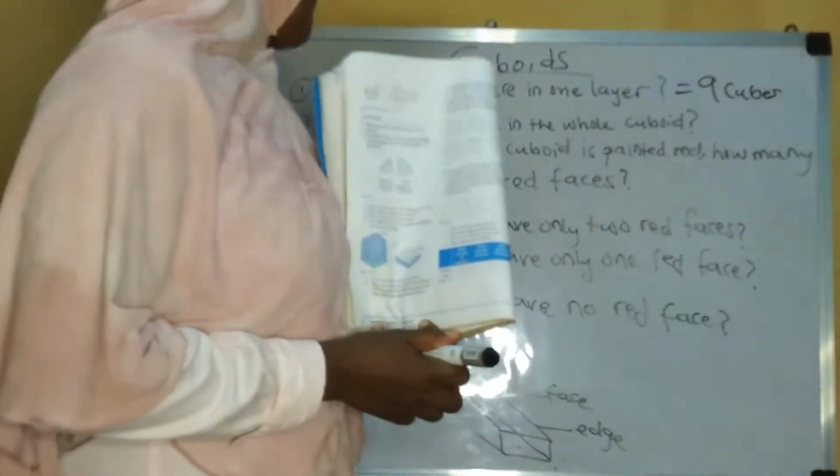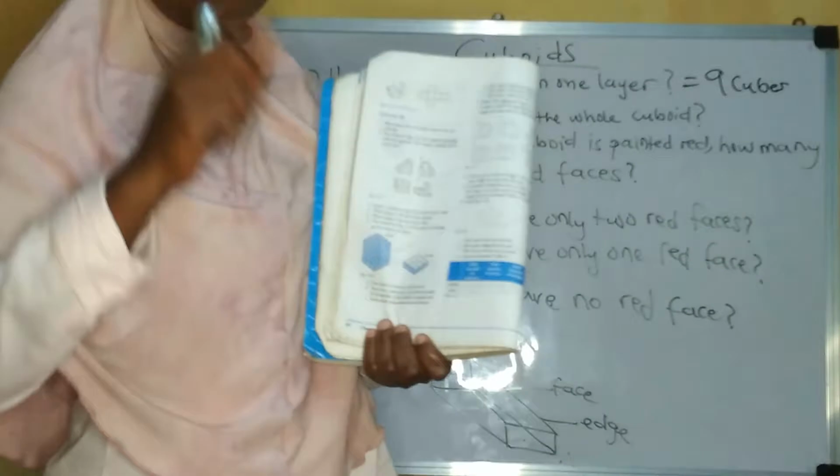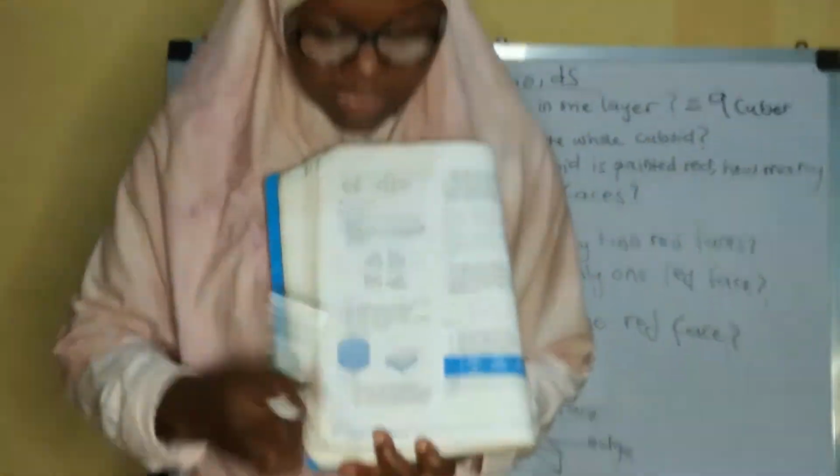Now the second question is: how many cubes are in the whole cuboid? How many? One layer has how many cubes? Just 9 cubes. Now in the whole of this giant cuboid, how many cubes do you think we have there? One of the easiest ways to calculate the number of cubes in this giant cuboid is just to know the number of layers that we have there.